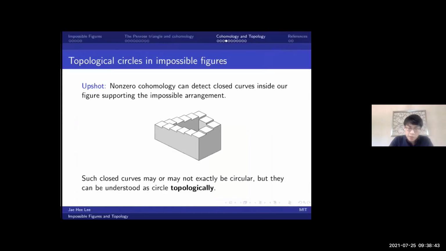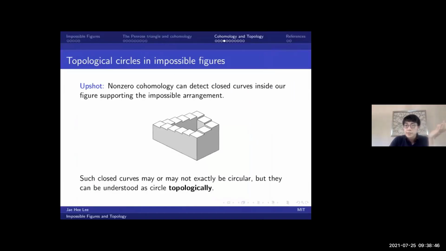Okay. So the upshot is that these kinds of impossible figures, or equivalently these non-zero cohomology, can be used to detect the existence of closed curves inside our figure. And these closed curves have to be the part that supports the impossible arrangement. The impossible arrangement in the Penrose triangle happens along the full triangle. For the staircase, we see that the impossible arrangement is again happening for this kind of topological circle. These are not circular, but topologically they're circles because these are just closed curves.